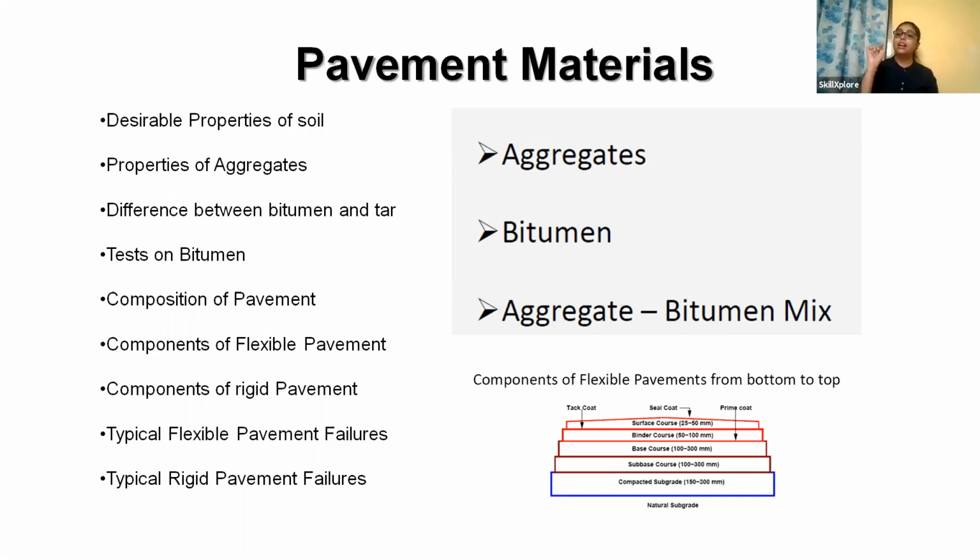Here the double bars will be there, and all these things, the uneven movement of these pavement surfaces will be there. So the kind of distresses which we can expect in rigid pavement is different. So we will be addressing both of these separately.